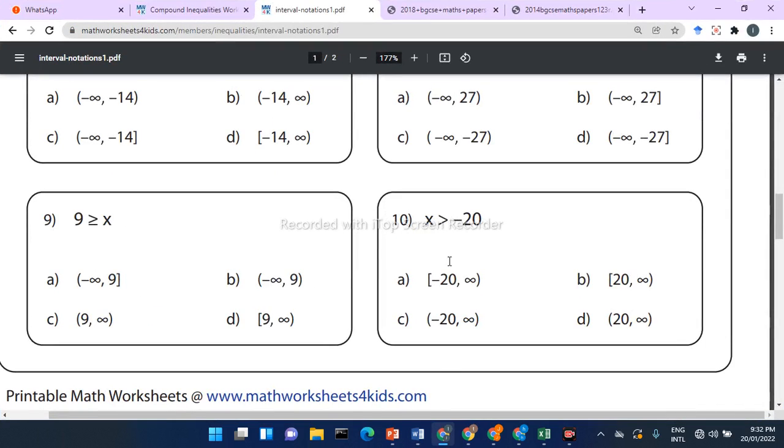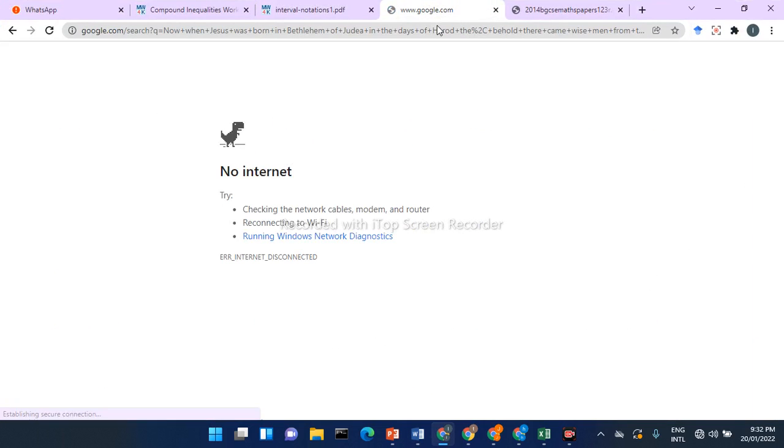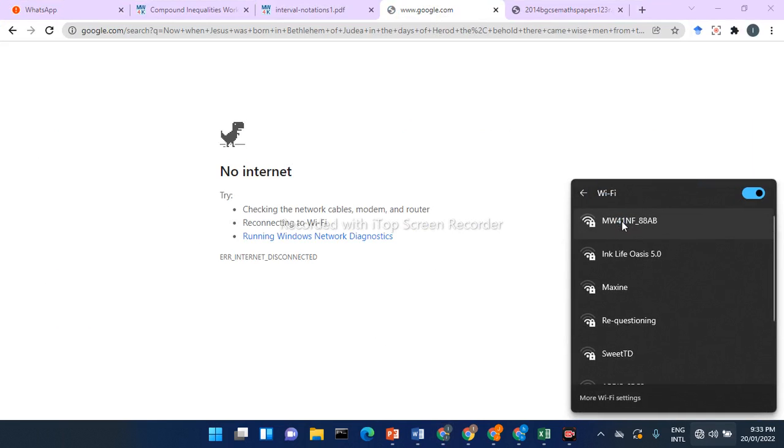And if we look carefully, notice that, sorry, let me connect to the internet here. One moment, let's connect to the internet.